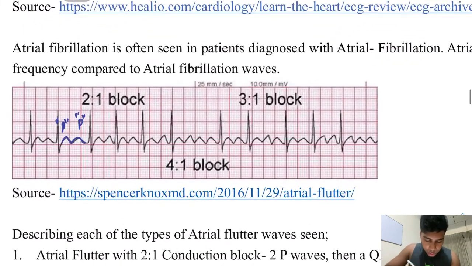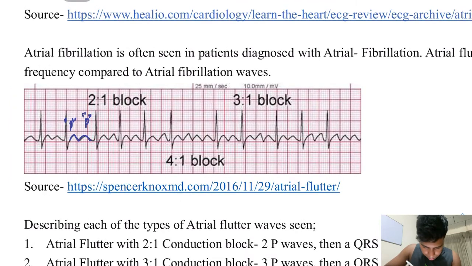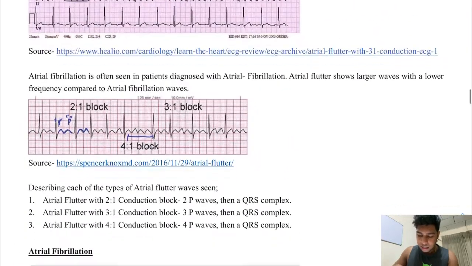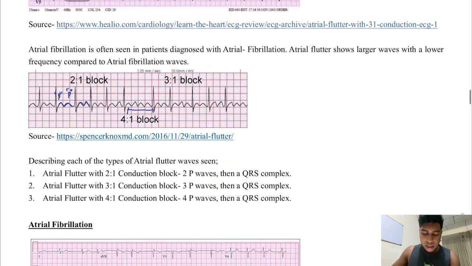Okay, you don't see one distinct P wave. Okay, this is a 2-to-1 block, 2 P waves and a QRS complex. Over here you have a 4-to-1 block. Okay, there's nothing difficult here. It's just about describing an atrial flutter wave.